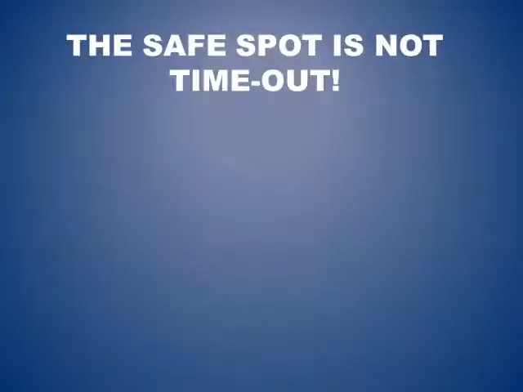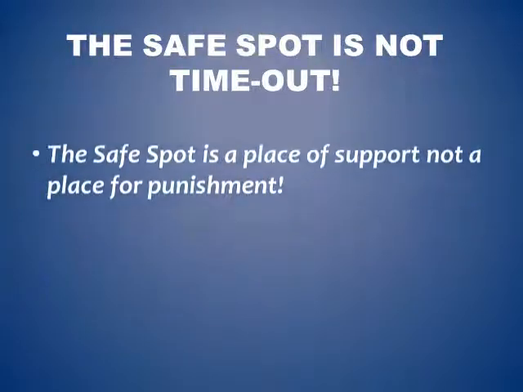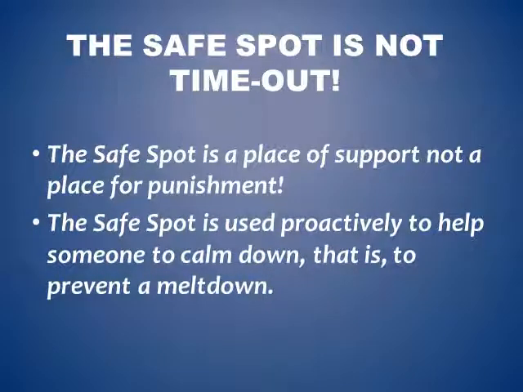The safe spot is not time out. The safe spot is a place of support. It's not a place of punishment. The safe spot is something that you use proactively to help someone to calm down. That is, in order to prevent a meltdown. So a safe spot is a location that's designed to help prevent a meltdown or to help someone recover from a meltdown.